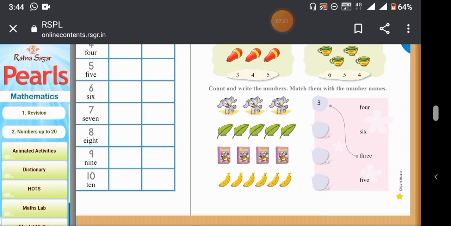Then lastly, there are bananas. 1, 2, 3, 4, 5, 6. There are 6 bananas. So you should write 6 in the circle, and then we should match that 6 with SIX, 6.